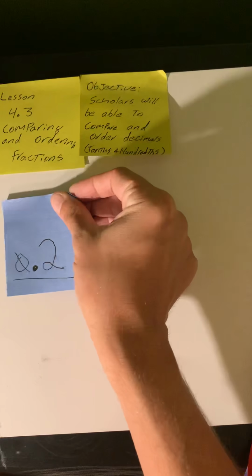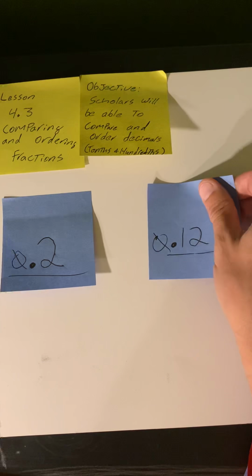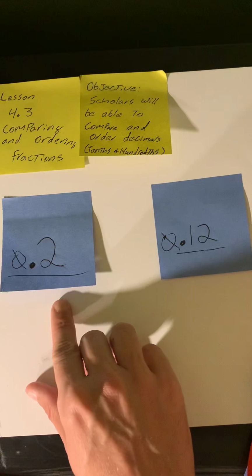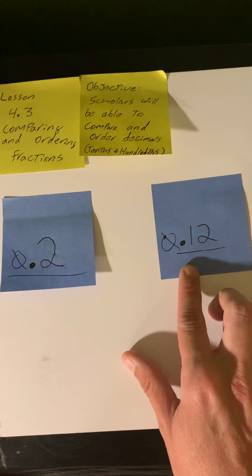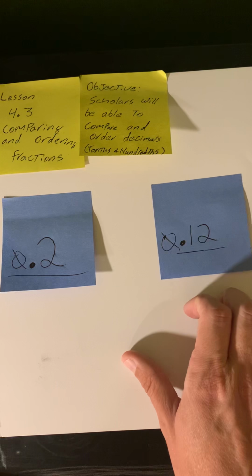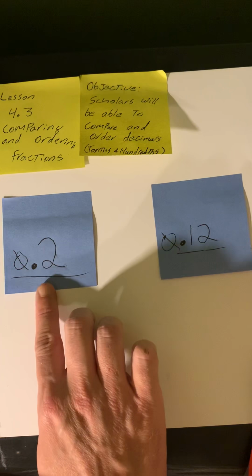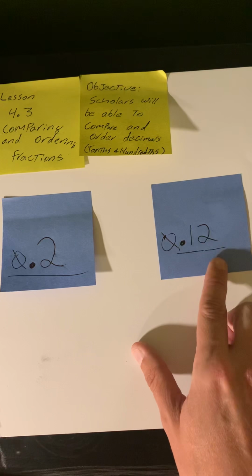So to start us off, I'm going to put down two decimals. The first decimal is 2 tenths or 20 hundredths. And the second decimal I'm going to put up is 12 hundredths. Okay, so we need to compare 0.2 to 0.12.